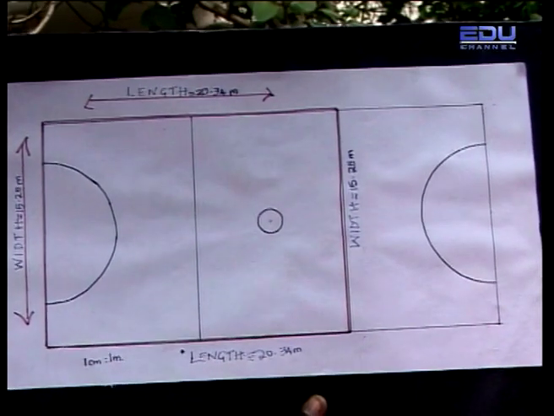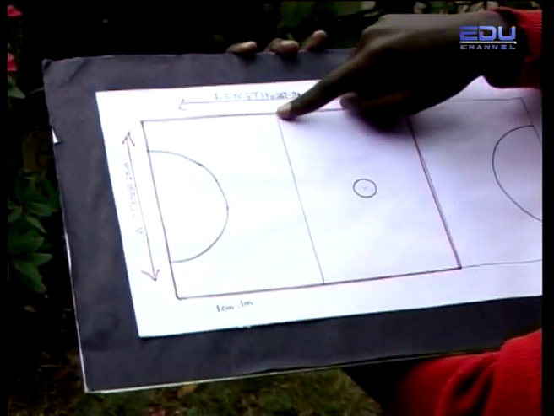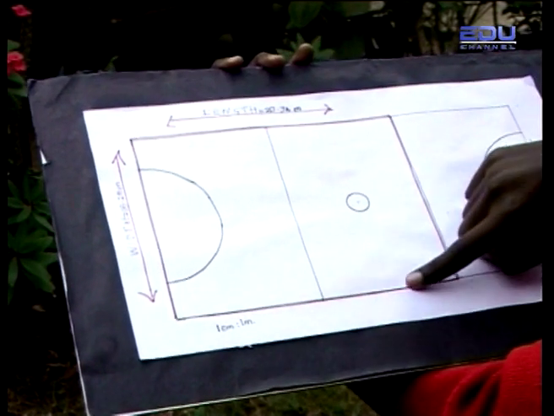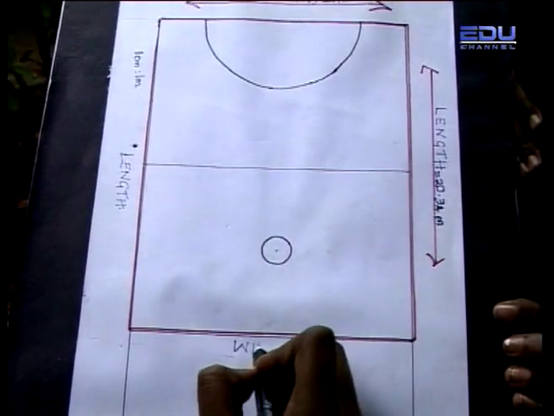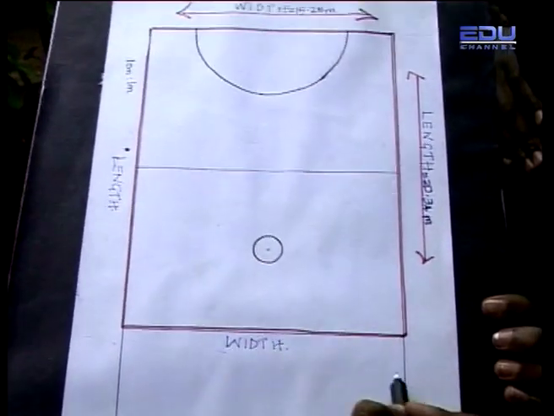We don't have to measure all four sides. Remember, the opposite sides of a rectangle are equal. So, we can use the measurements we already found. So, this longer side is equal to the opposite side. The shorter side is also equal to the opposite side.